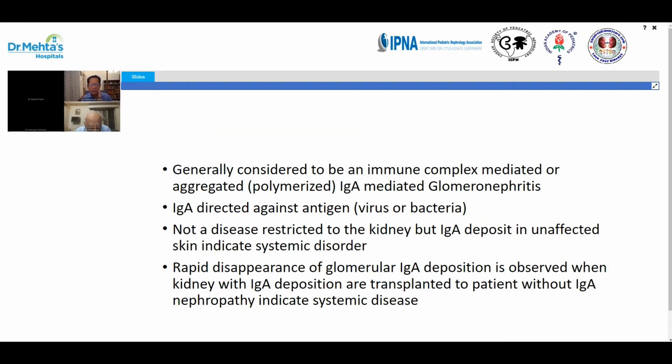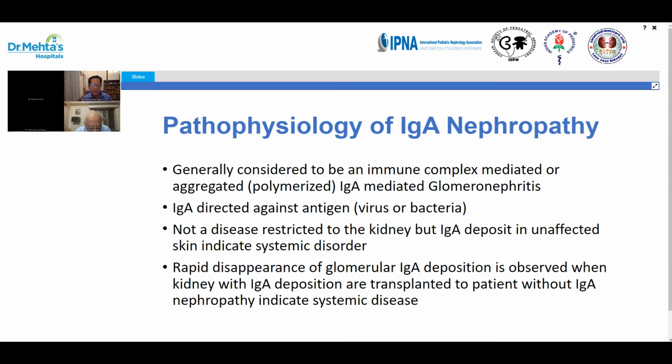About the pathophysiology of IgA nephropathy, it is generally considered to be immune complex mediated. What happens is there is a polymerized IgA which is deficient in galactose that has a tendency to precipitate. And when antibodies form against the virus, this can easily stick together and cause deposition and inflammation.